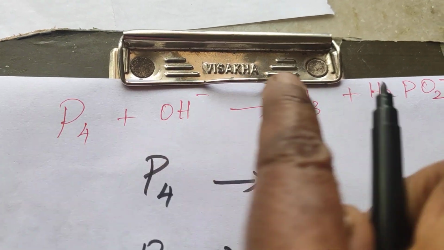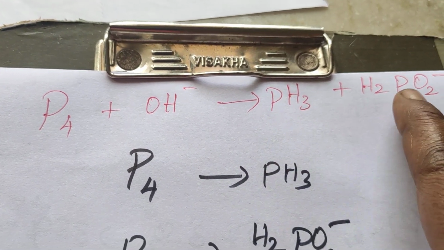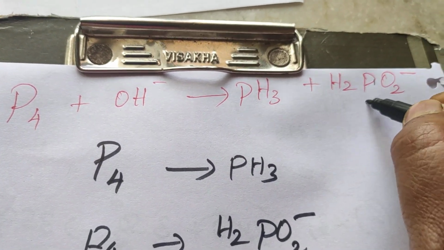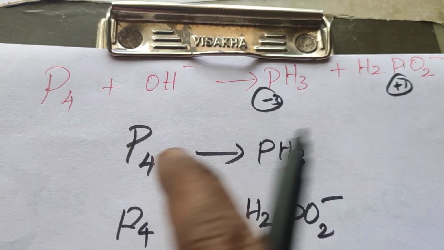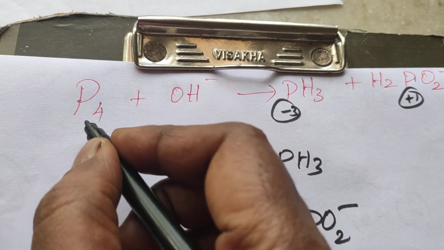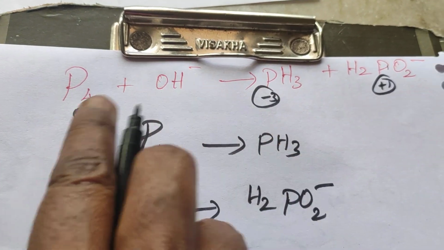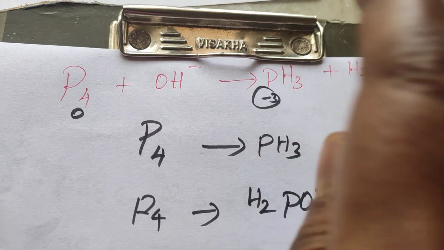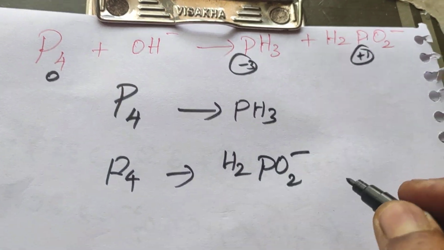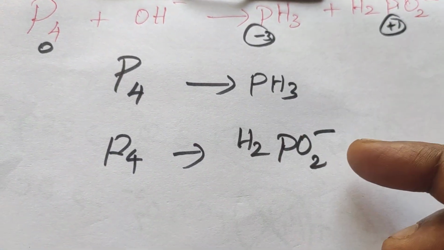Here phosphorus has undergone oxidation as well as reduction. If you calculate the phosphorus oxidation number here, you will get +1. Here you will get -3. And here it is in the elemental form, 0. So phosphorus has undergone oxidation as well as reduction. So it's an example of disproportionation. Now we will balance.